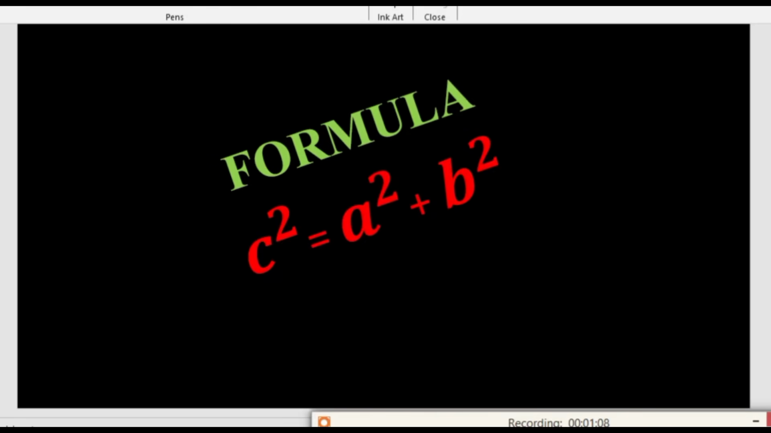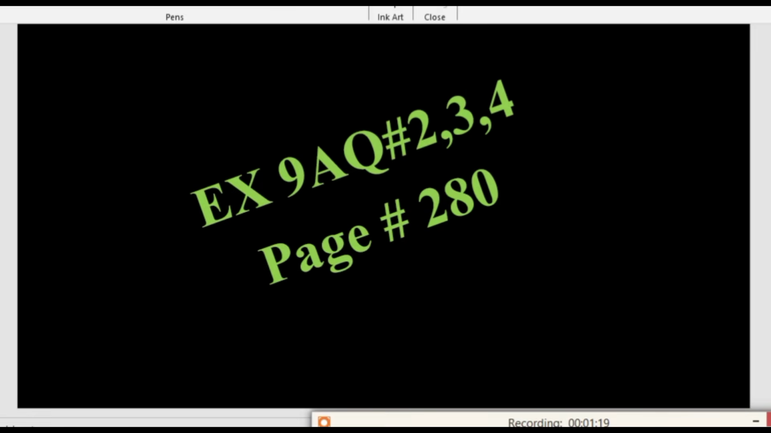The value of c is the hypotenuse, the longest side. Hypotenuse square is equal to the sum of the squares of the remaining two sides. I will solve the questions today: exercise 9A, question number 2, 3, 4, page number 280. Okay, students, open your copy and solve with me.